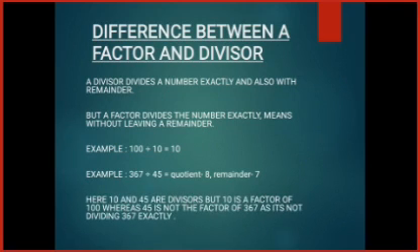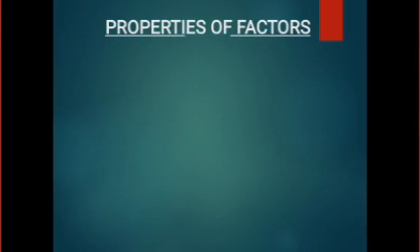Whereas 10 is the divisor as well as the factor. So we can say 10 and 45 are divisors, but 10 is a factor of 100, whereas 45 is not a factor of 367 as it is not dividing 367 exactly. Now let's discuss the various properties of factors.